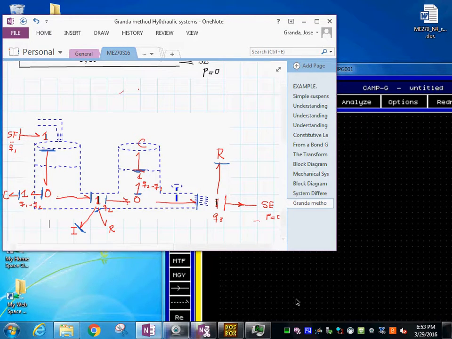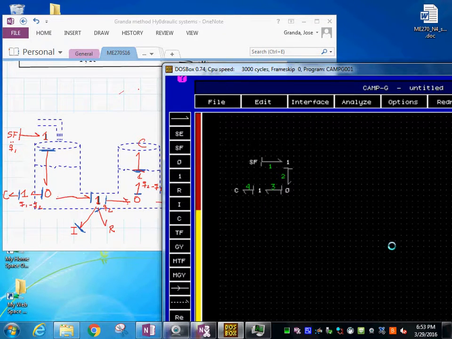And so in here we have another 1 junction on this side over here, and then you have the I element in here, and then you have the R element, and then you have the 0 here, and then we have the 1 like this, and then you have the C element in here.